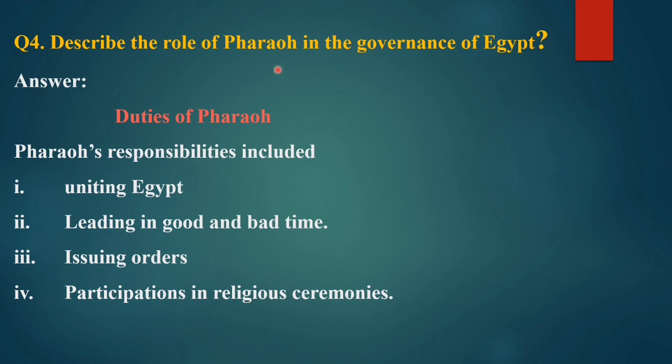Describe the role of pharaohs in the government of Egypt. Pharaohs' duties and responsibilities included uniting Egypt, leading in good and bad times, issuing orders, and participating in religious ceremonies. Actually, they were religious people, like our Maulvis, and they were part of their government.